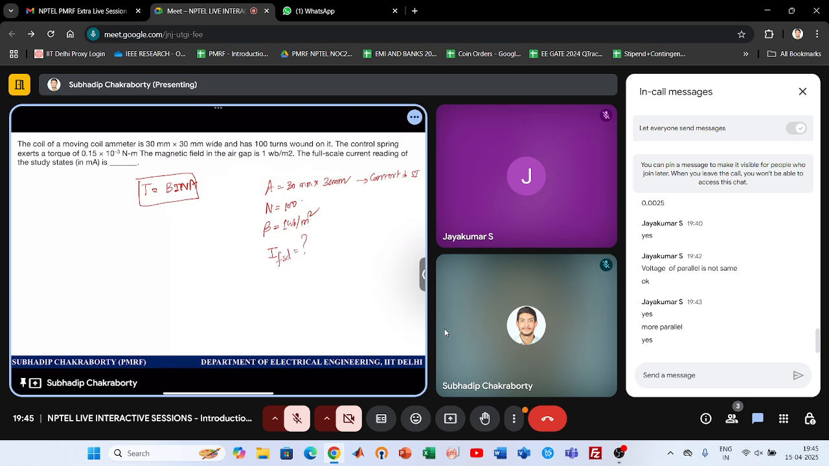IFSD is asked. So the torque, we know that at steady state, control torque and deflection torque should be the same. Even at FSD, right? So this should be the same. So I have this number. This should be equal to BIN. Now calculate this I.